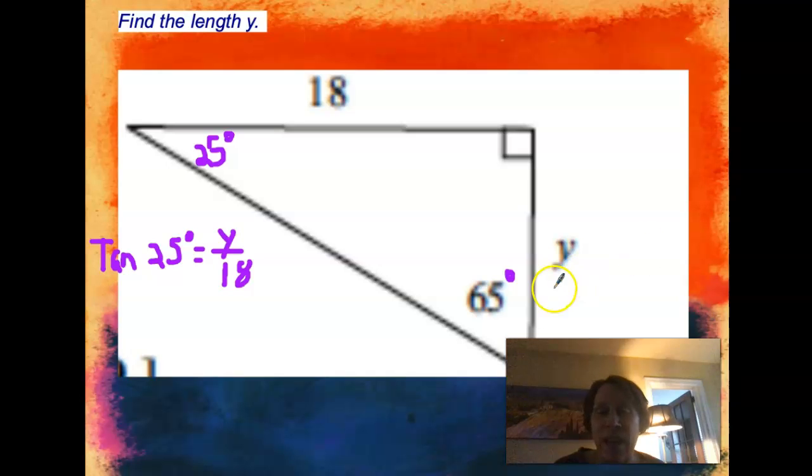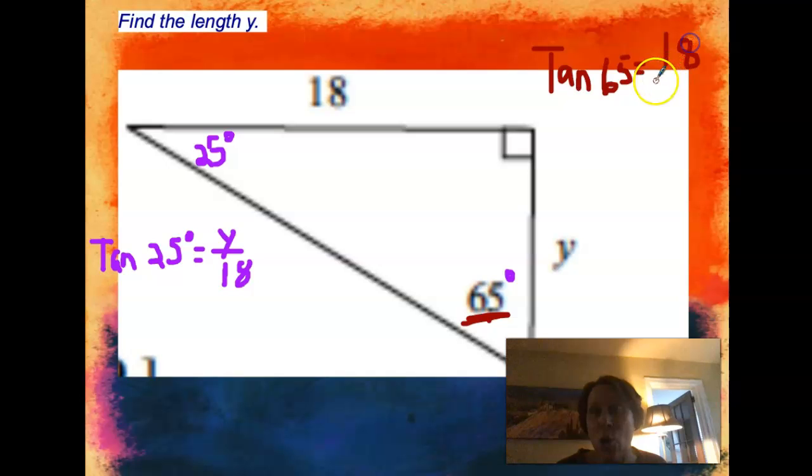If we want to consider the 65-degree angle here, we are then going to do tangent, or tan as we know is short, and that's how it is on the calculator, of 65 degrees. This time 18 is opposite of 65, so that would be 18 over y. And we can definitely see those two equations are a little different. And I'm going to go with the simpler of the two equations just to keep my life a little simpler.